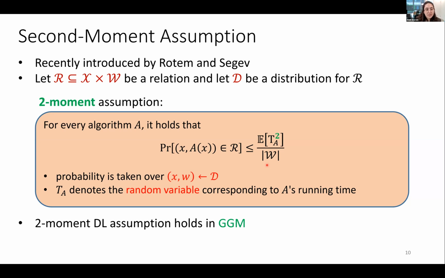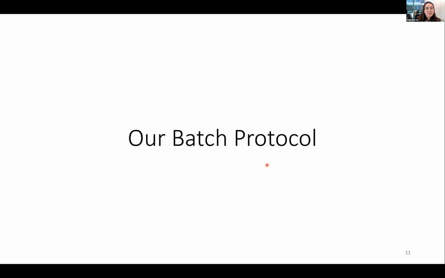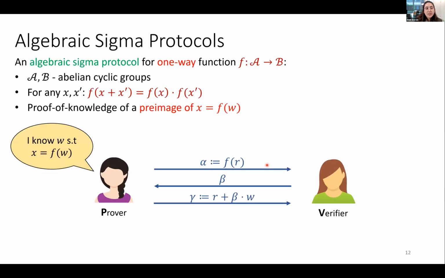So, just a quick reminder, we give a new notion of knowledge soundness, which we call the ROG instance soundness, and showed how to batch sigma protocols that satisfy this notion. So for the technical section, we start by showing our batch protocol. But first, we need to define the notion of algebraic sigma protocols. A sigma protocol is algebraic if there exists a homomorphic one-way function f over two abelian cyclic groups such that the prover wishes to convince the verifier it knows the pre-image of f on W.